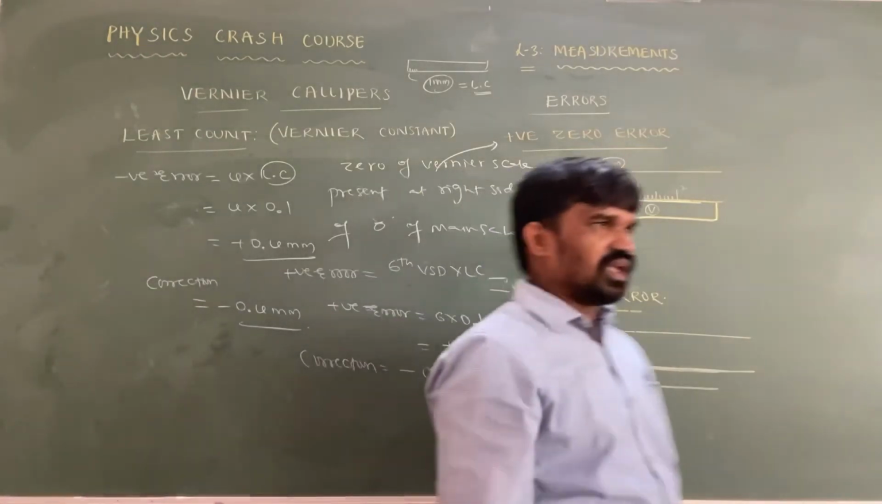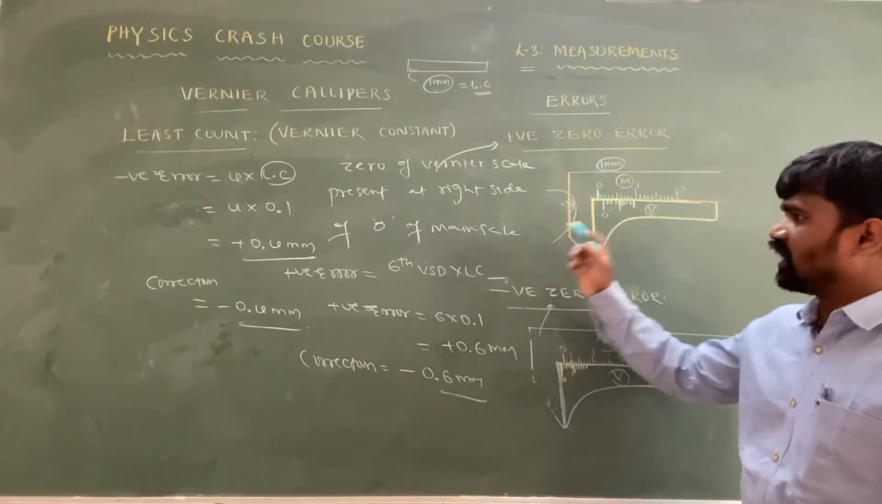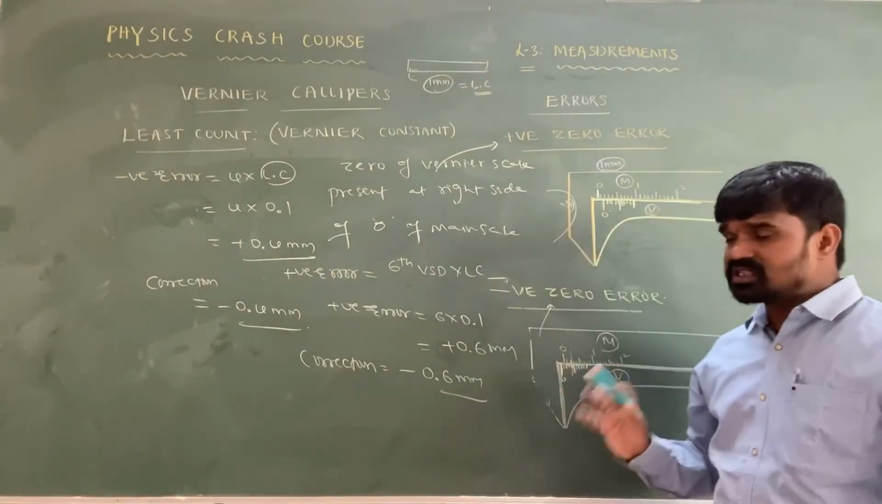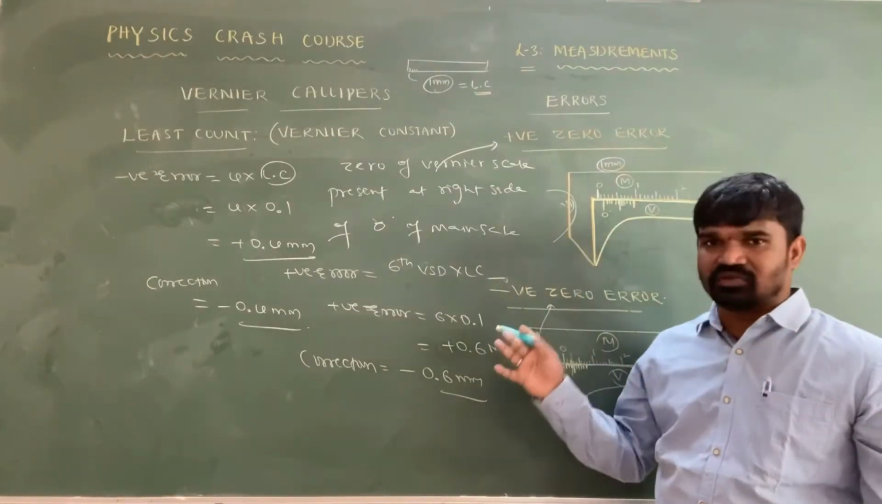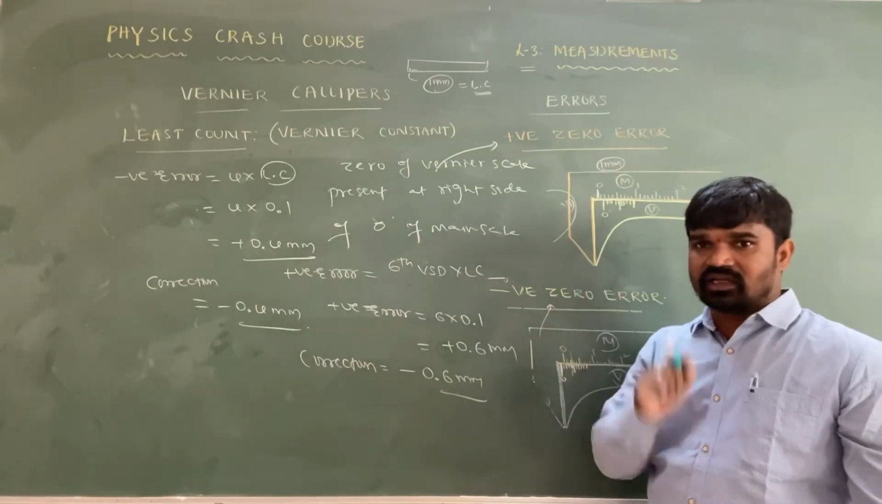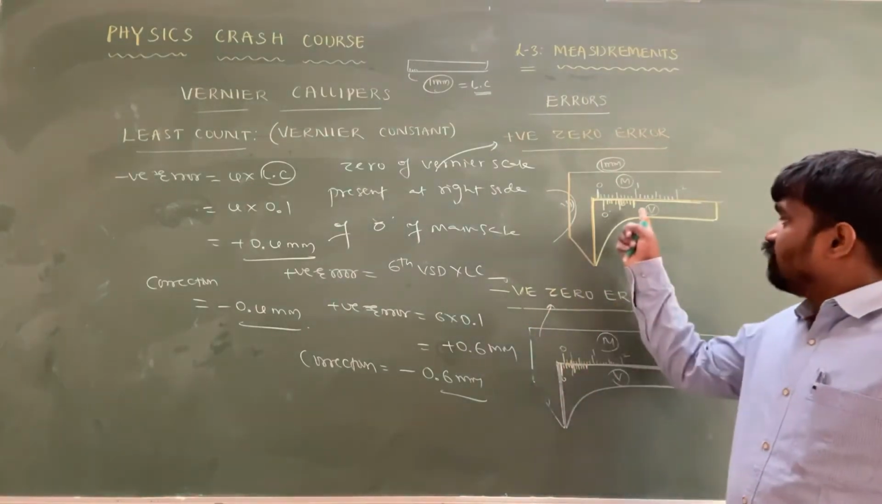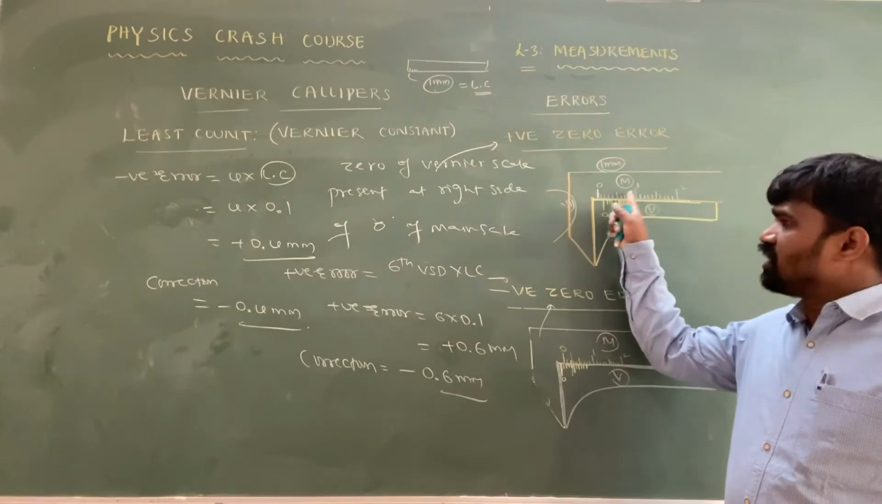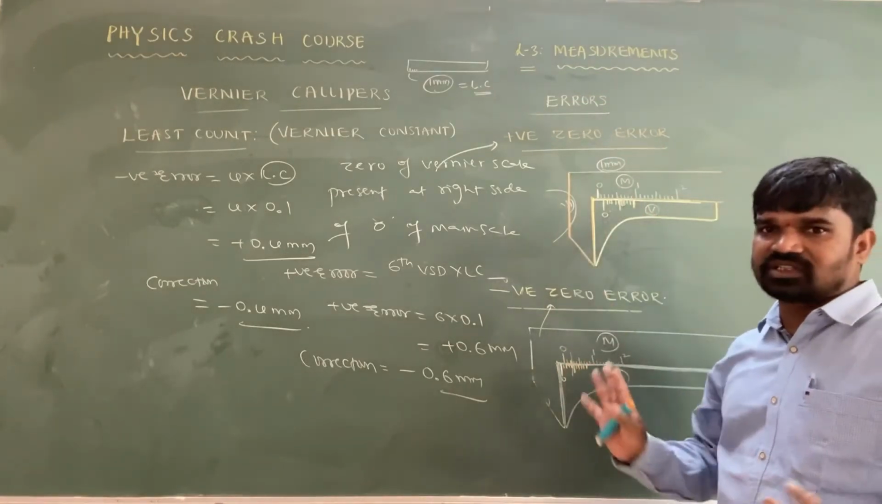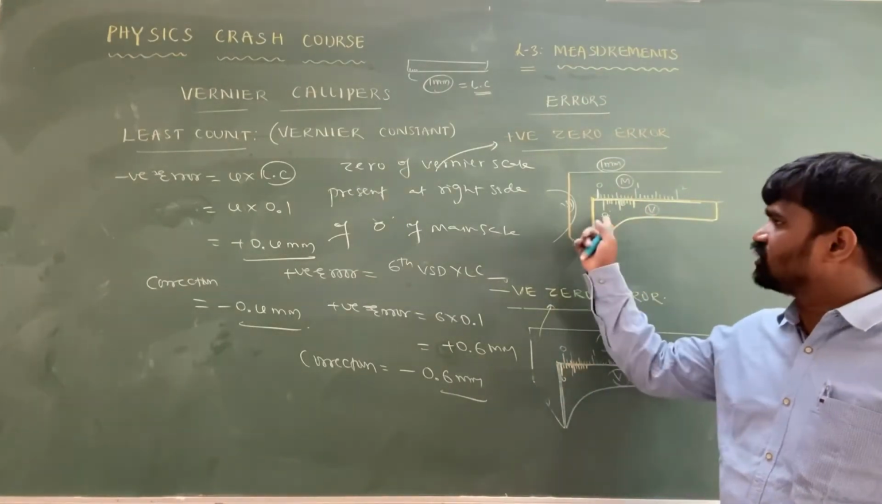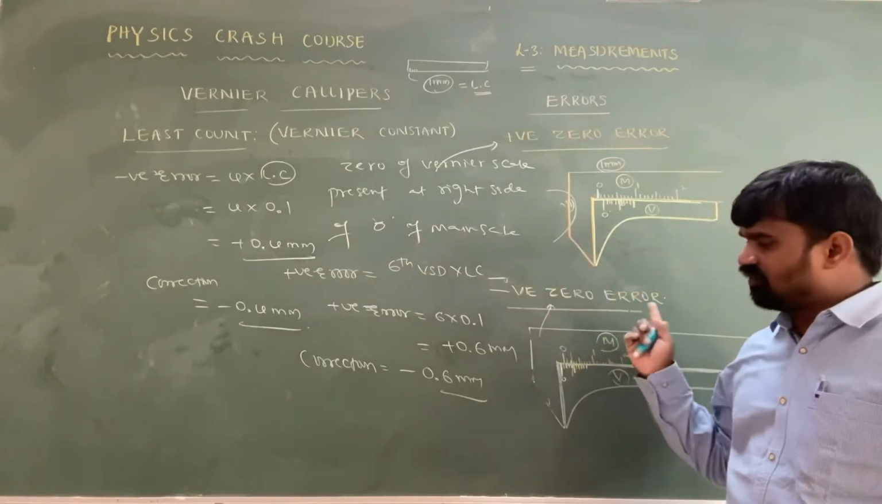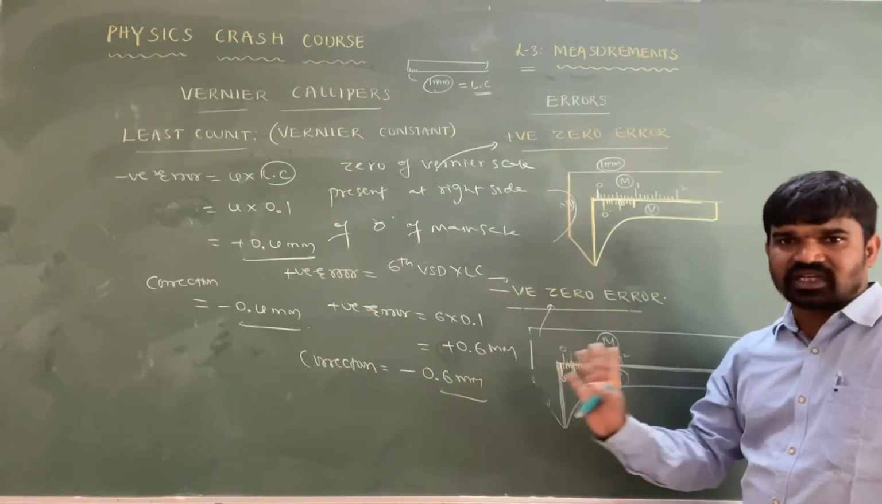So this is the way to determine the positive error and negative error. Always remember that it might be positive error or negative error, but error calculation is always the vernier scale division that coincides into least count. Finish, this is about error. If it is positive error, you have to keep a plus sign. If it is negative error, you have to keep a minus sign.